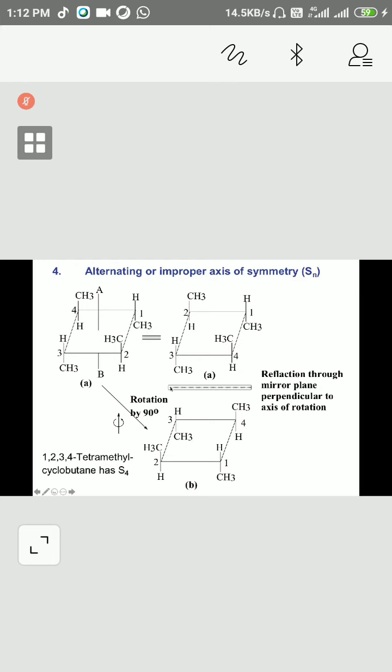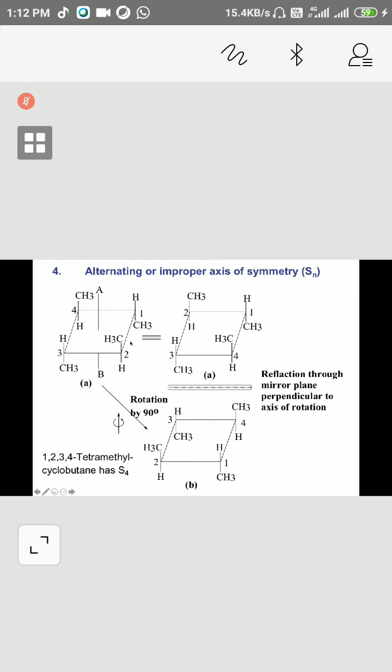Now if you put a mirror plane here, what will you get? You can see the mirror plane. So this carbon will be like this, okay? And this will be here, and this will be here. Now these two are superimposable. So after rotation and reflection, you get an indistinguishable molecule.